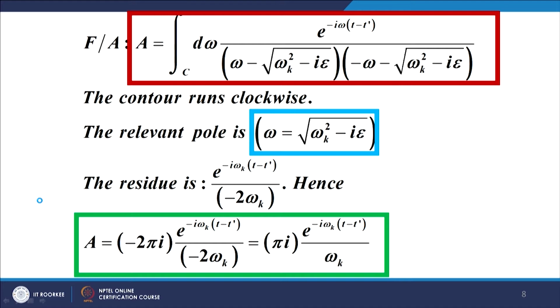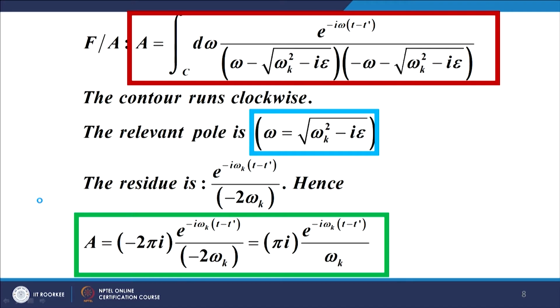Now, because the contour is being traversed in the clockwise direction, there will be a minus sign involved, and the value of the integral by Cauchy's formula will be equal to minus 2 pi i times the residue at the enclosed poles.